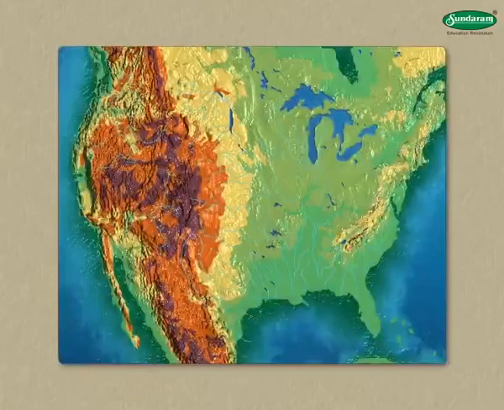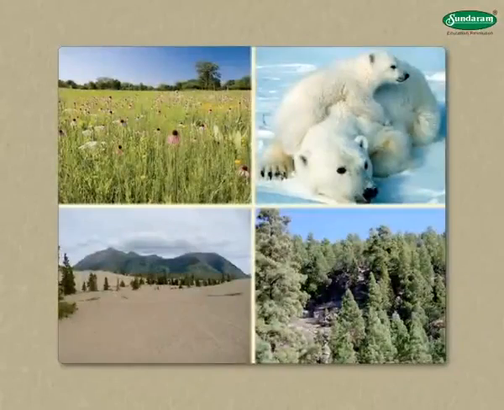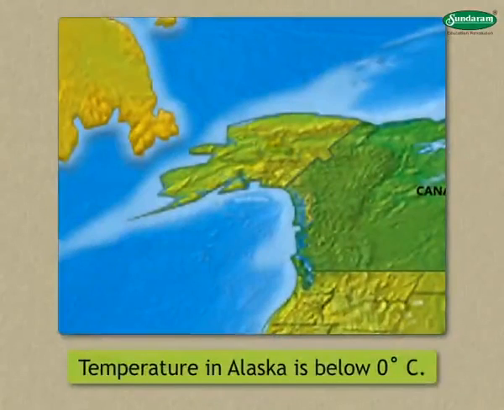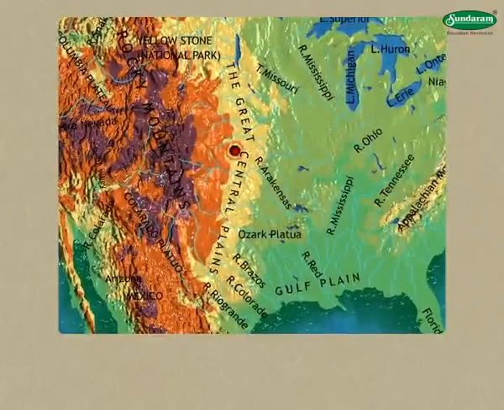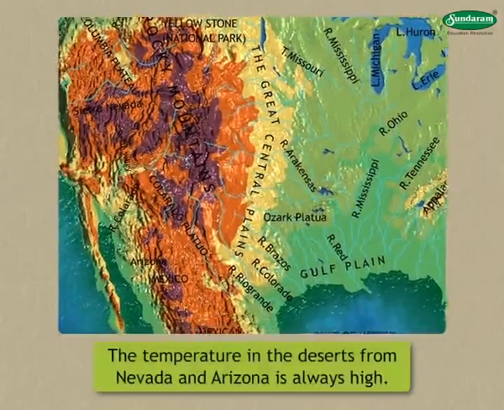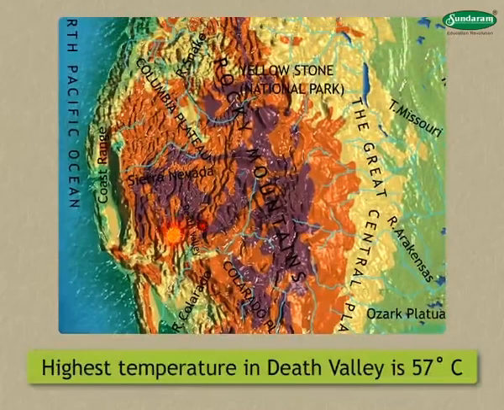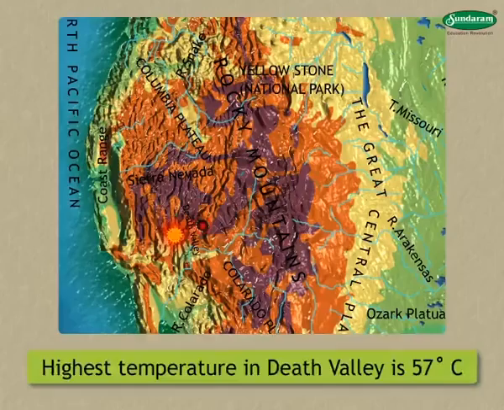Climate. The diverse physiographic conditions are well reflected in the climatic diversity. Due to the cold wind from the north, the temperature in Alaska is below 0 degrees Celsius. In the central plains, the climate is dry and hot during summer, and in the winter it is cool. The temperature in the deserts of Nevada and Arizona is always high. The highest temperature in this country, 57 degrees Celsius, has been recorded in Death Valley.